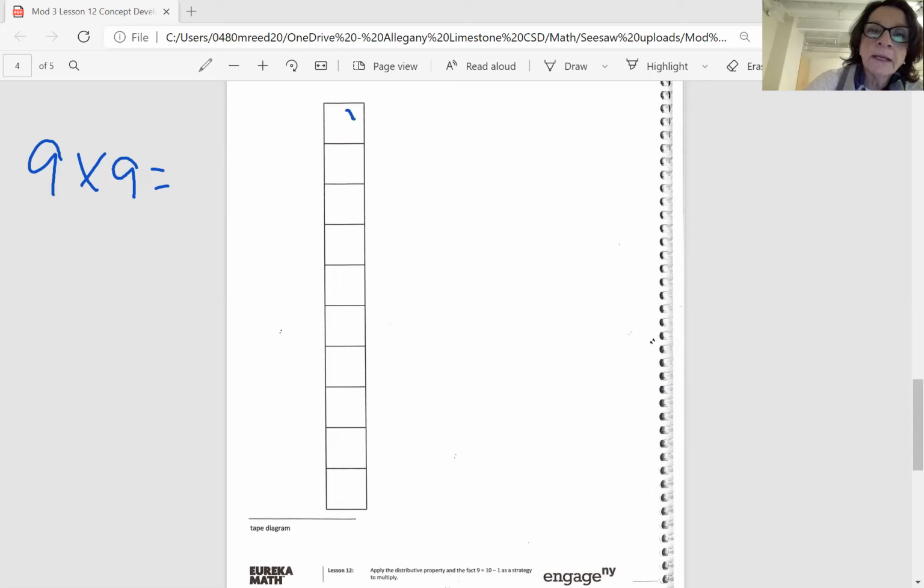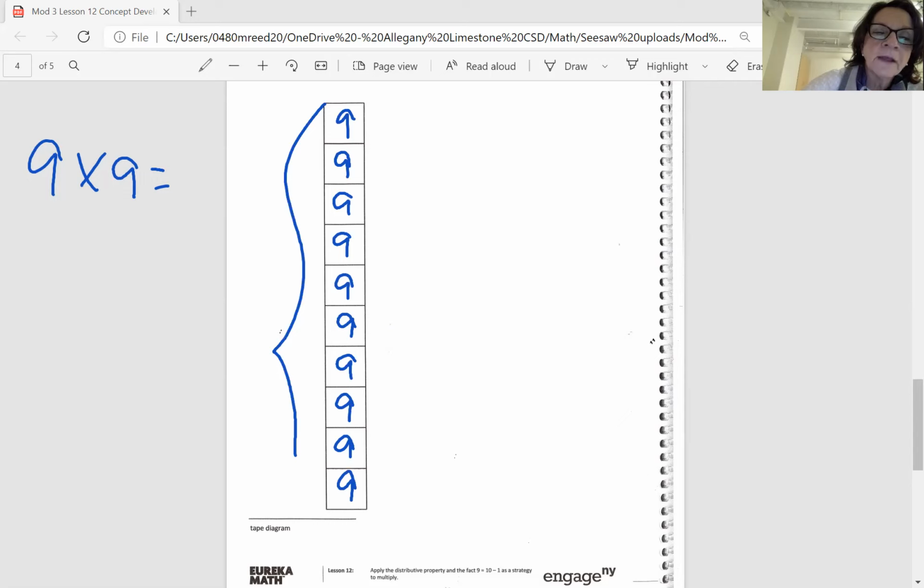I'll help you do that. We're going to put a 9 in each one of these. I want you to write your math fact for this. I want you to cross the one out, write your math fact for that. And then I want you to complete this number sentence, 9 times 9 equals, with the 2 easier facts.